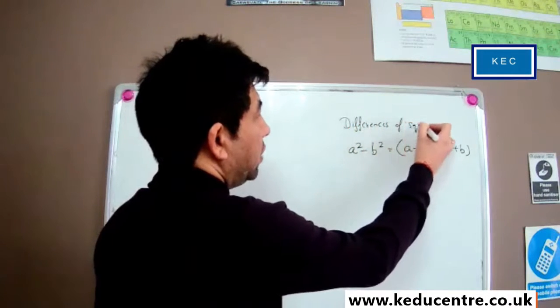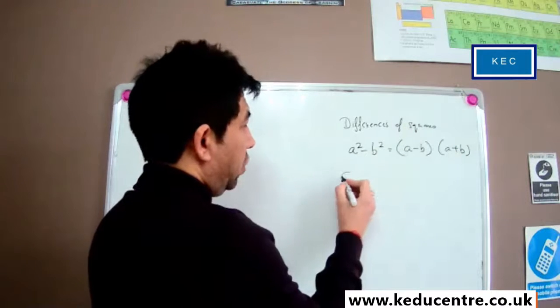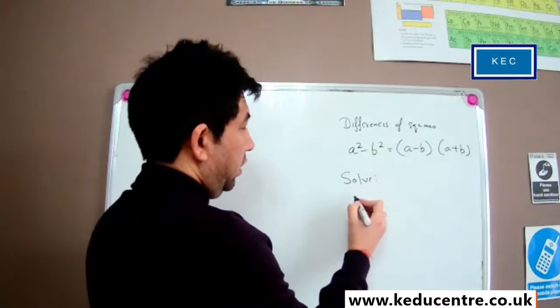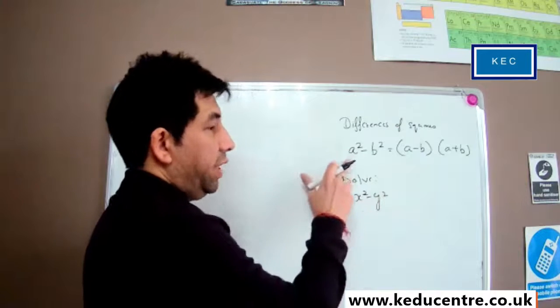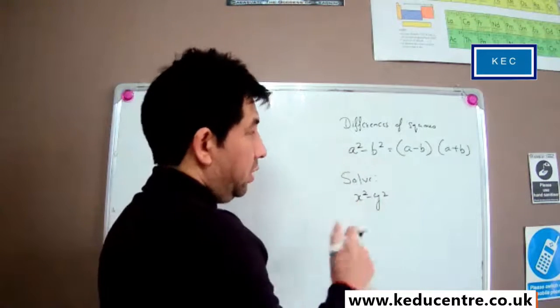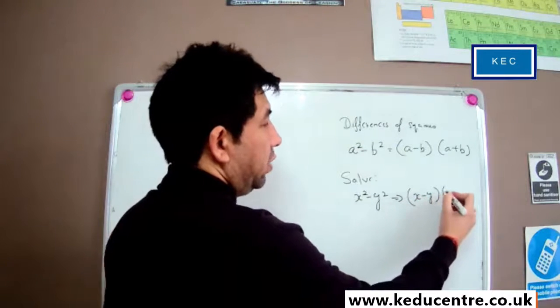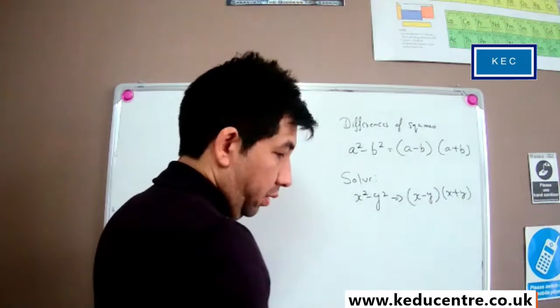Now, how are we going to solve some questions? Let's assume that the question is to factorise x square minus y square. So I can directly use the formula of a square minus b square, where the value of a in this case is x and b is y. So this will become (x minus y) into (x plus y).